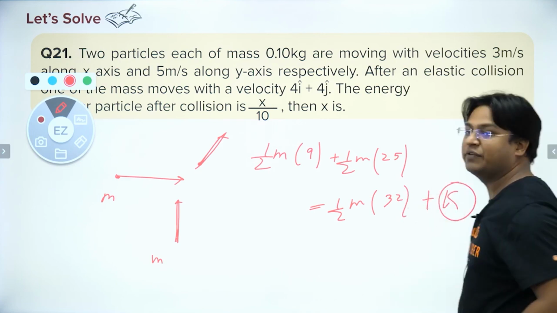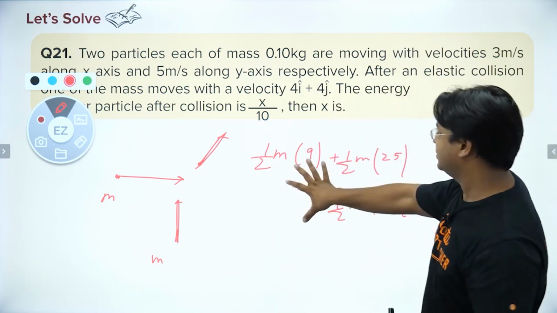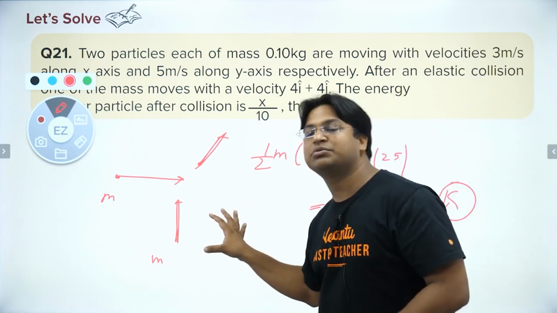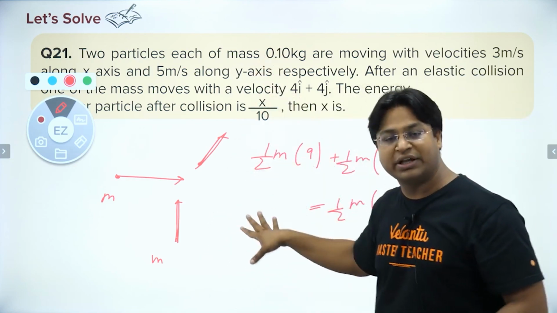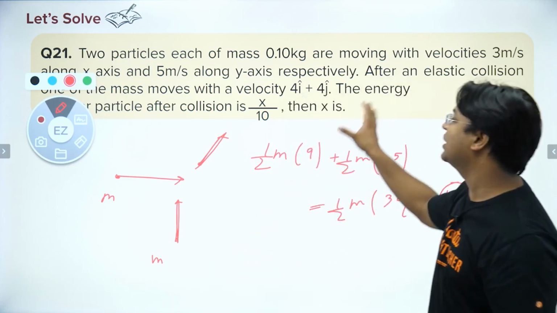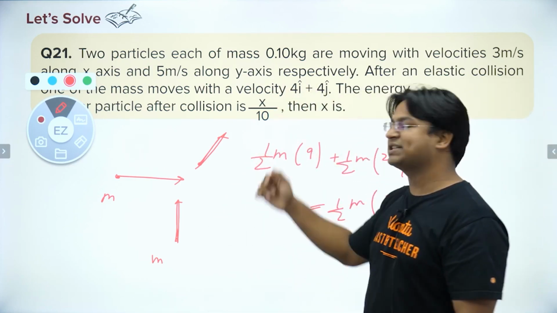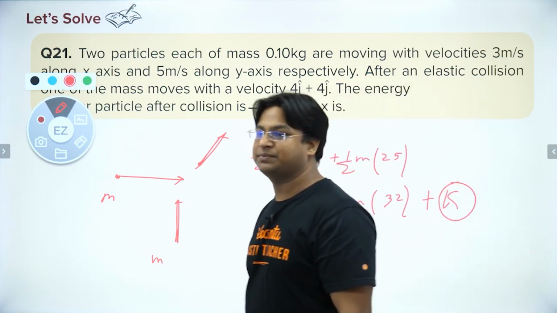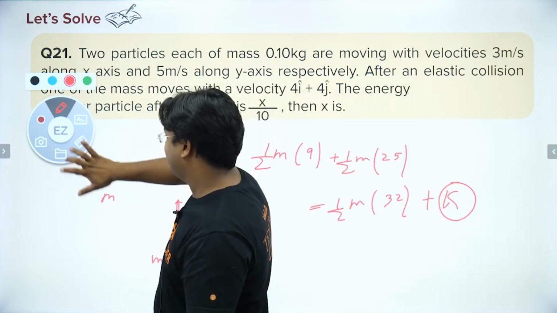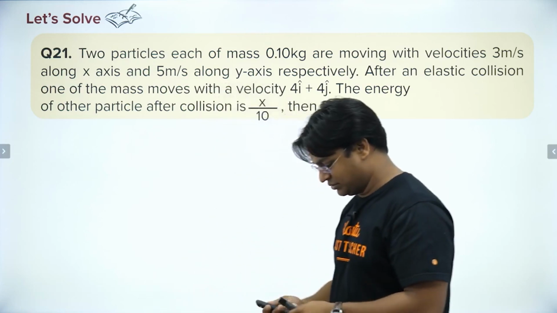This kinetic energy is what we are looking for. Okay, you bring this to this side, you will get the kinetic energy in terms of mass. Mass is given to us, put it there, you will get a numerical value. You can then compare the numerical value with x by 10 and you will get the value of x. You are going to get x as 1 once you finish the calculation. Alright, okay, so let's move on to the next question now.